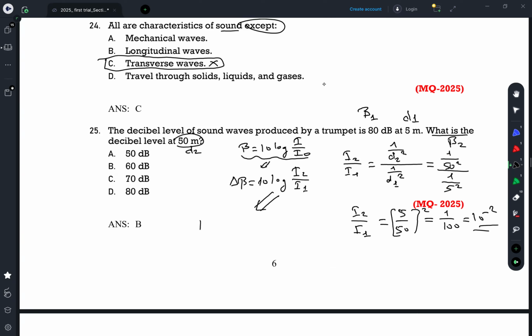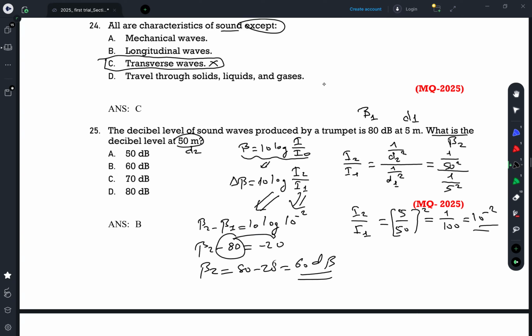Then delta beta, that is beta 2 minus beta 1, is going to be 10 log of 10 to the power of negative 2, which is I2 over I1 that I calculated. That is going to be negative 20. So to get beta 2, transfer the negative 20 to the other side. Beta 2 is going to be 80 minus 20, which is 60 decibels. So 60 decibels is the answer.